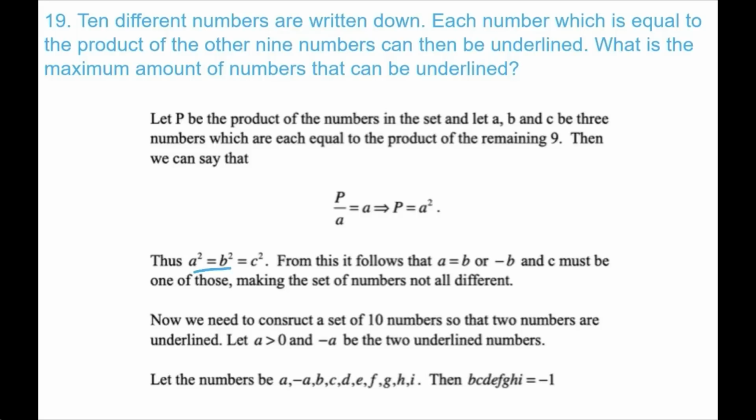Then we can let our numbers be a, negative a, b, c, d, e, f, g, h, and I. And then the product b, c, d, e, f, g, h, I equals negative 1. So the maximum amount of numbers that we can underline are 2. This is because finding or underlining 3 numbers can be proved by contradiction.